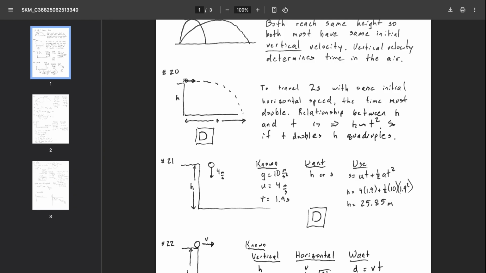Number 21, a stone is thrown vertically downward from the top of a tower with an initial speed of 4 meters per second. Here's my diagram. Stone hits the ground 1.9 seconds later. They gave me a ton of information here. What is the height of the tower?